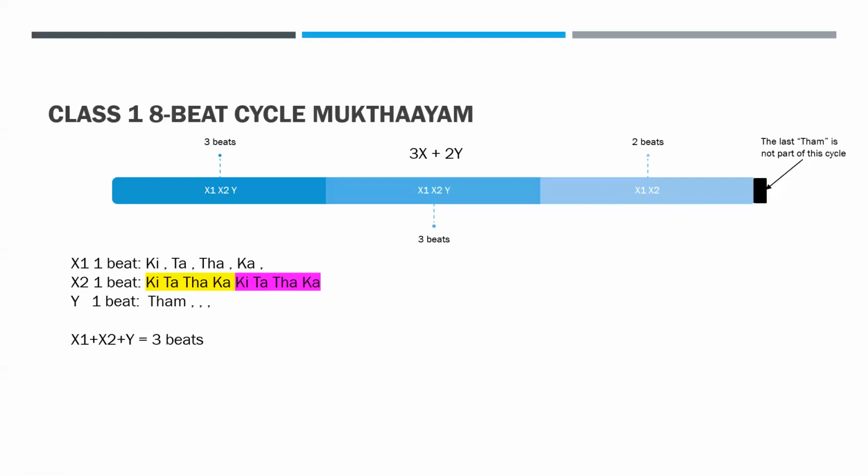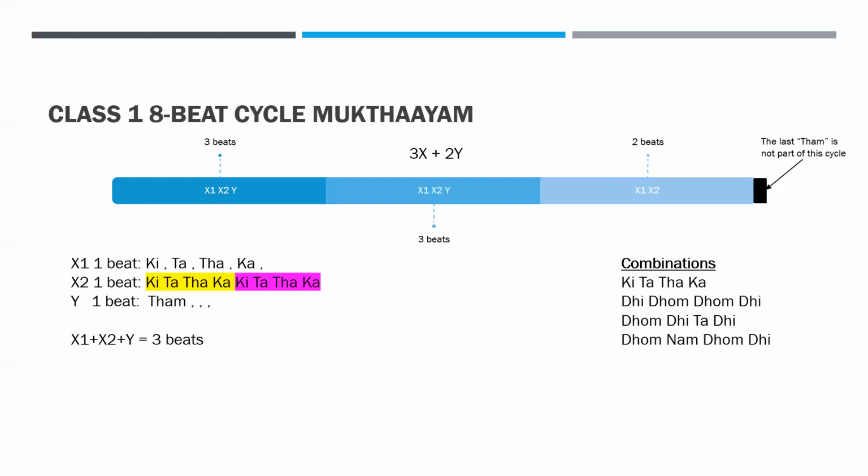So let's take this kitataka as the example, go at 70 beats per minute, and see one cycle and how it feels. 6, 7, 8. Kitataka, kitataka, kitataka, tam. Kitataka, kitataka, kitataka, tam. Kitataka, kitataka, kitataka, finish. All right, so this is one example with this 8-beat cycle Mukthaayam.